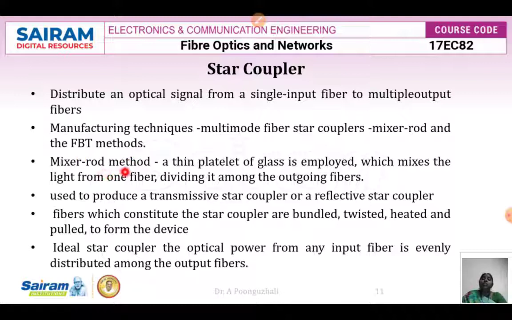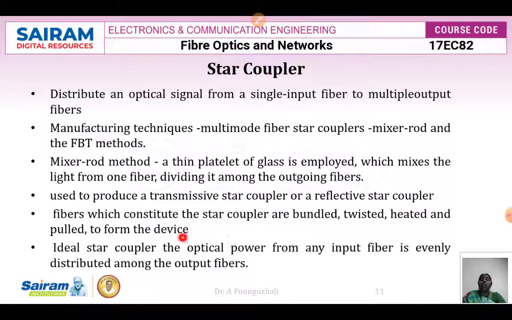So your mixer rod method is going to use a thin platelet of glass. The first method is the mixer rod and the second method is the FBT method. In the mixer rod method, we are going to take a thin platelet of glass. It is going to mix light from one fiber and divide it among the outgoing fibers. It is used to produce a transmissive star coupler or a reflective star coupler.